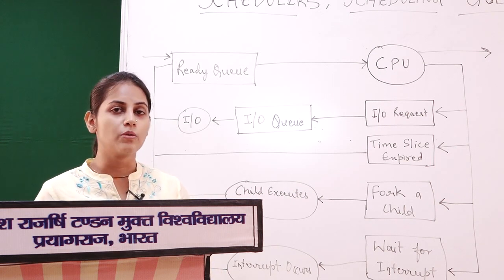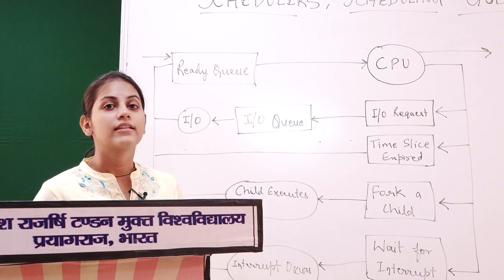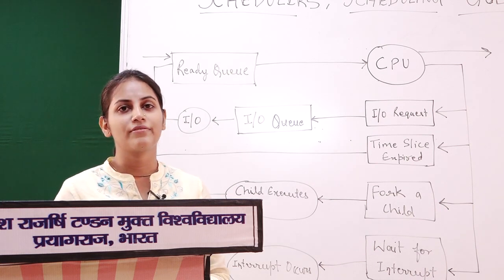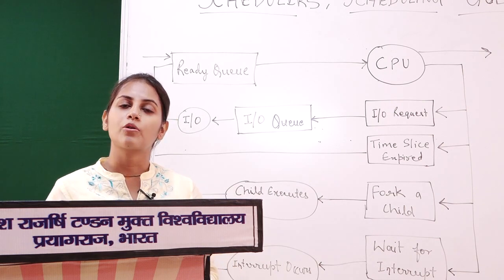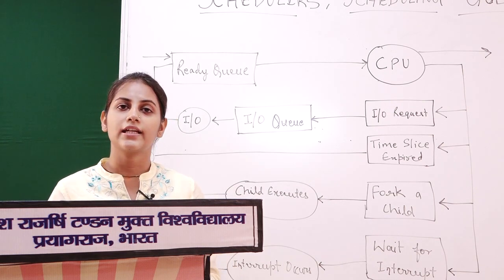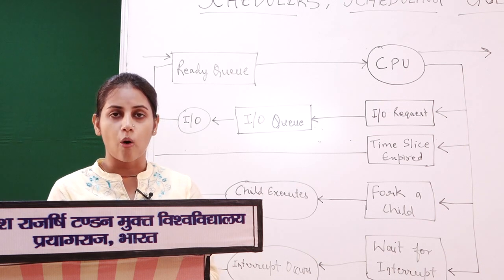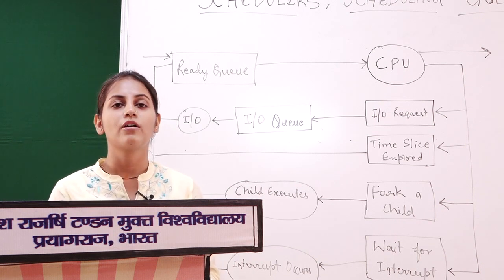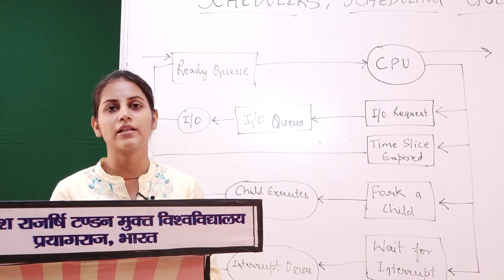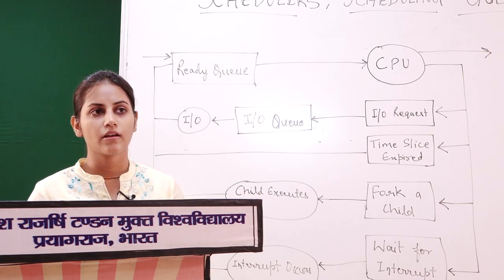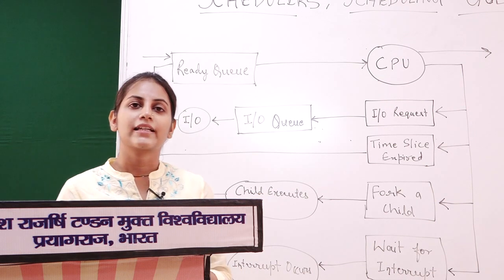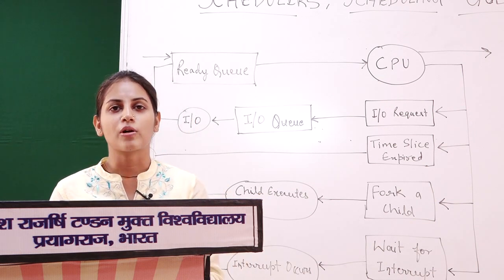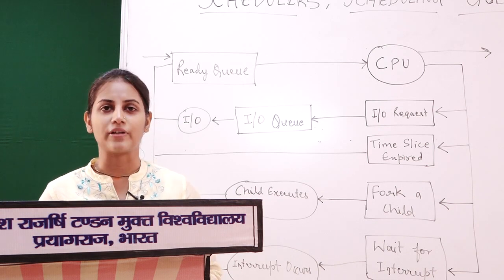The long-term scheduler also controls the degree of multiprogramming. You know from your previous lectures that multiprogramming operating systems keep running processes all the time on the CPU. So, the idea is to keep the CPU working all the time and not to keep it idle. The number of processes that can be run by the CPU depends on the number of processes that can be held in the main memory.